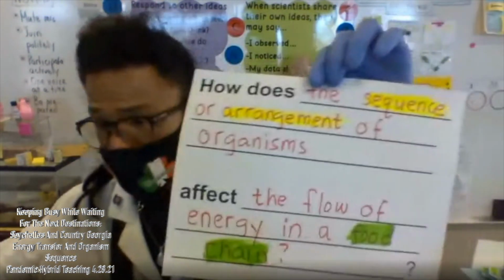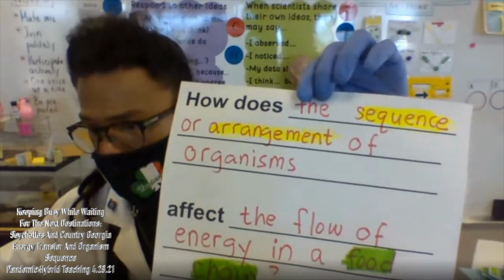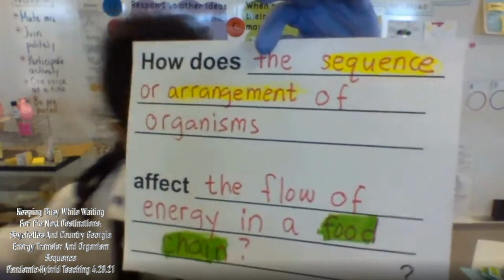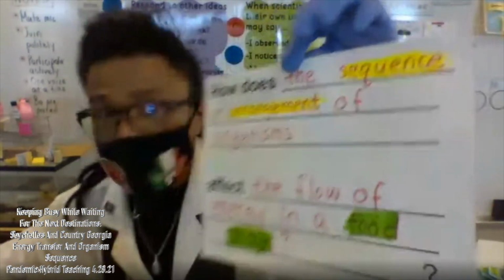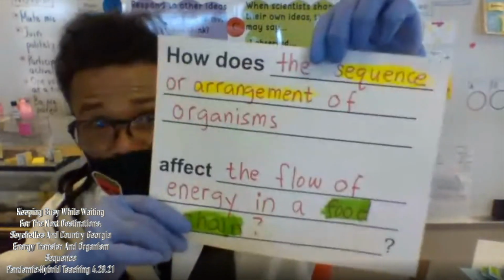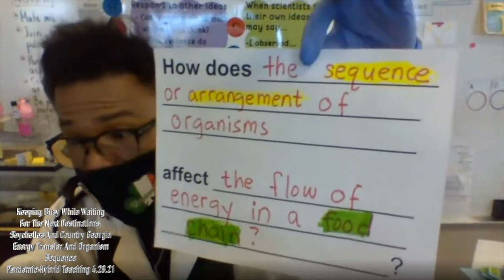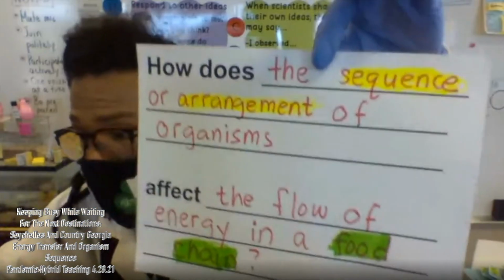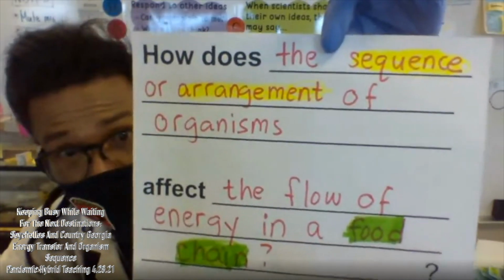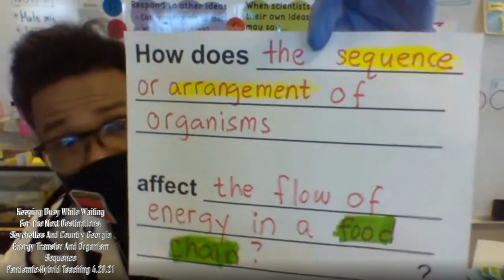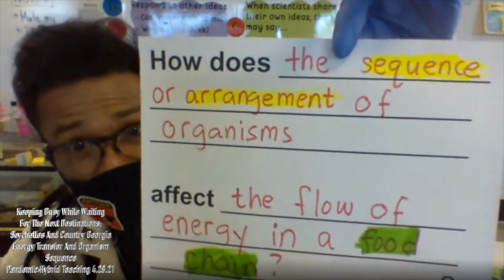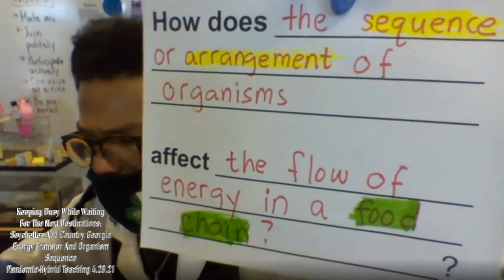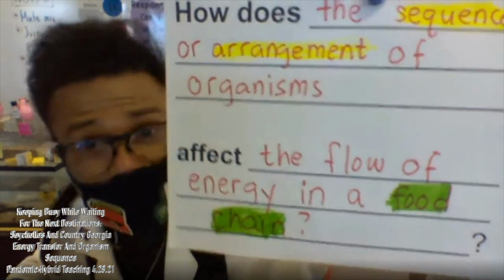Everybody, please pin the screen where you see me, so you can see this well. I can see everybody in the room. All right, I will read. Please read with me our main question. How does the sequence or arrangement of organisms, these are plants and animals, affect the flow of energy in a food chain?